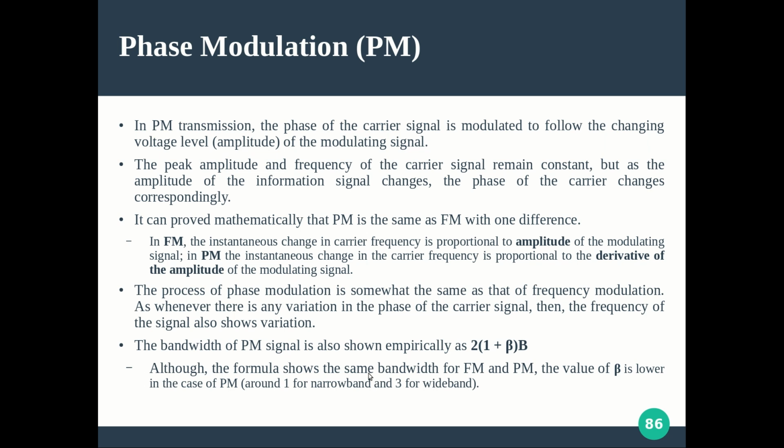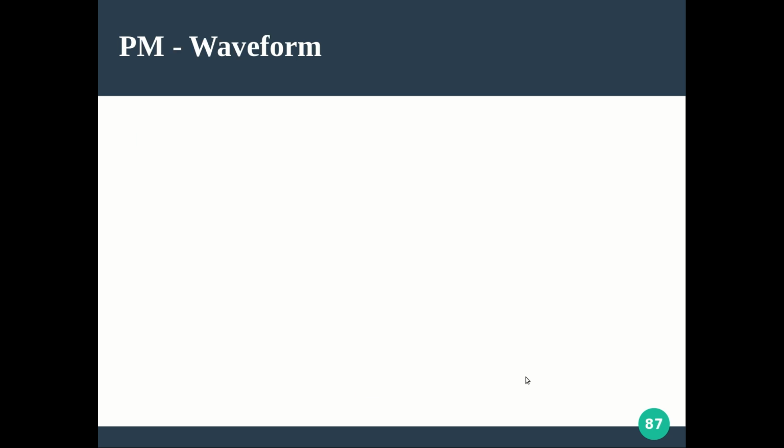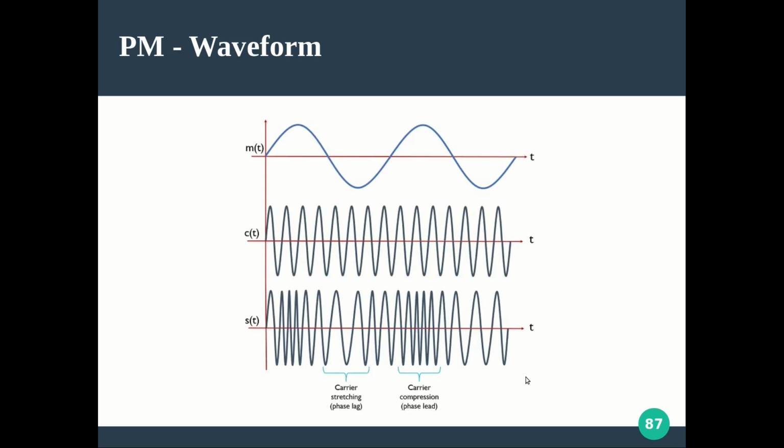Although the formula shows the same bandwidth for both FM and PM, the value of beta is normally lower in the case of phase modulation, around 1 for narrowband and 3 for wideband modulation, okay. But in frequency modulation, this beta is taken to be 4. Again, the formulation we have taken without knowing how exactly we got it. So the waveform just looks like frequency modulation only. This is what I said.